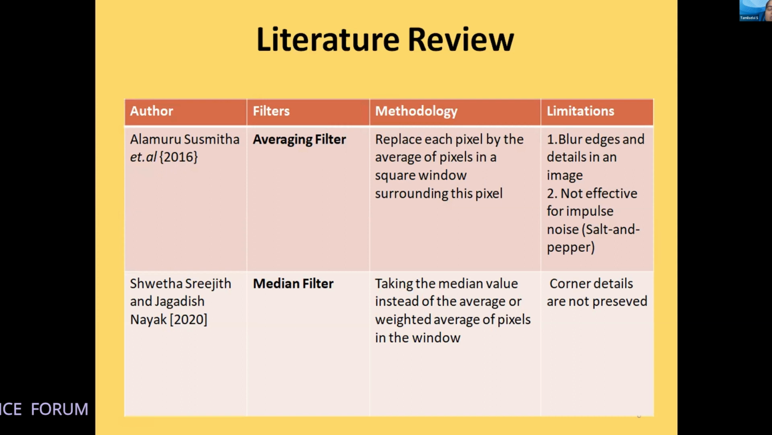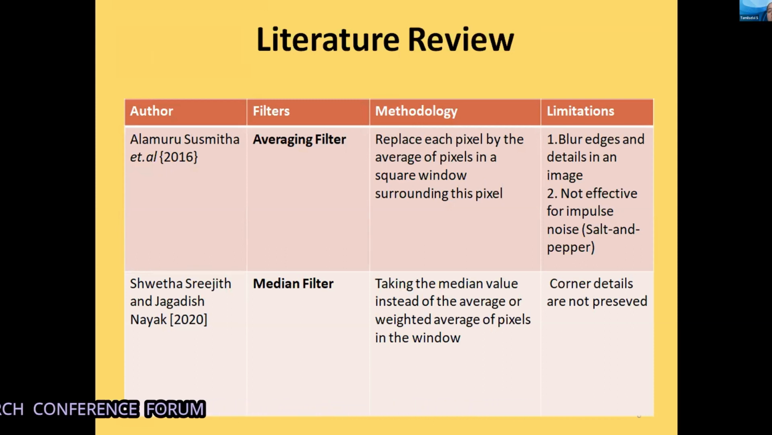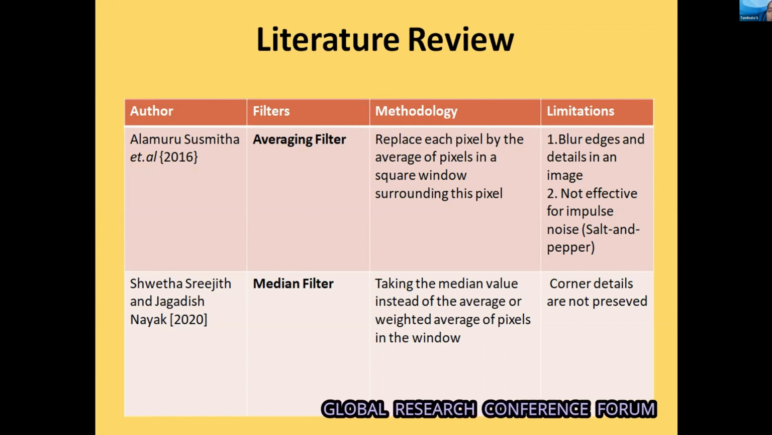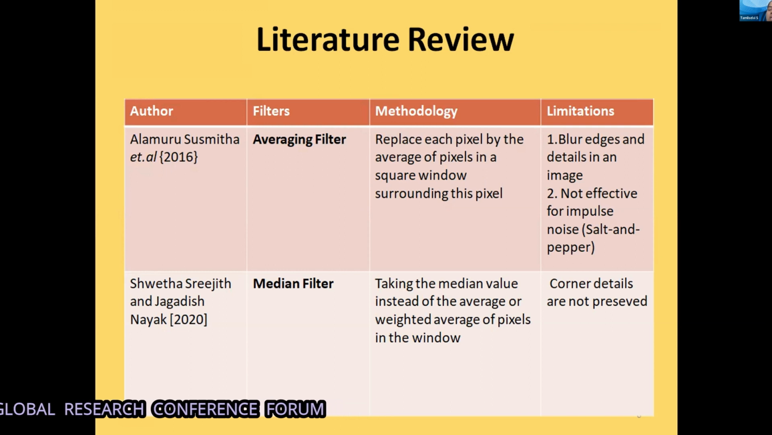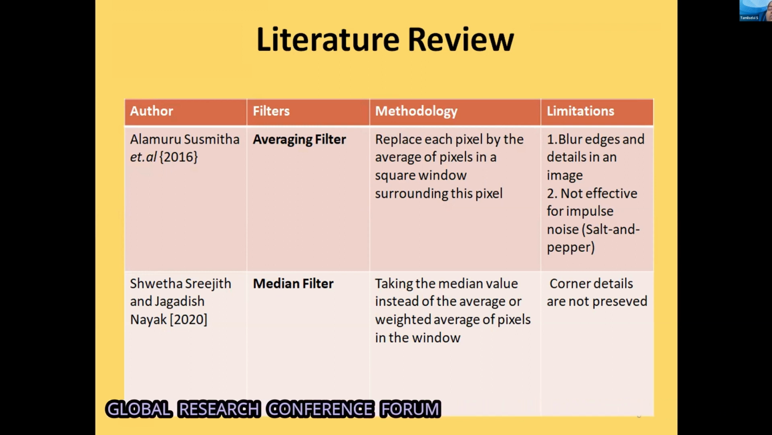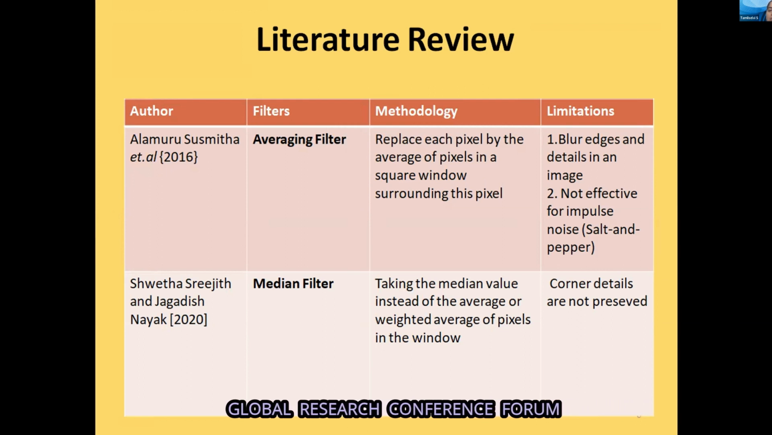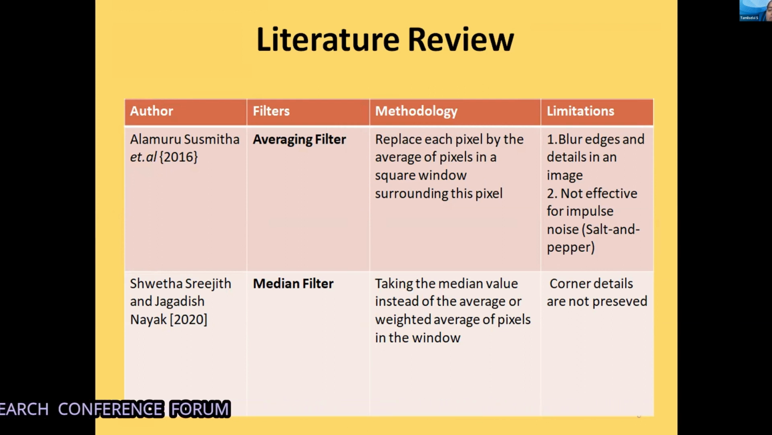First one is the traditional filtering method. The first one, the averaging filter. The methodology used is just replacing each pixel by the average of pixels in a square window. That is the most important thing. Whenever we apply the average filter, even in my experimental results, we found that the edges are blurred and it is not at all effective for some types of noise, because we will not always have a particular type of noise in an image. So I have experimented with various different types of noises, additive noise as well as multiplicative noise.